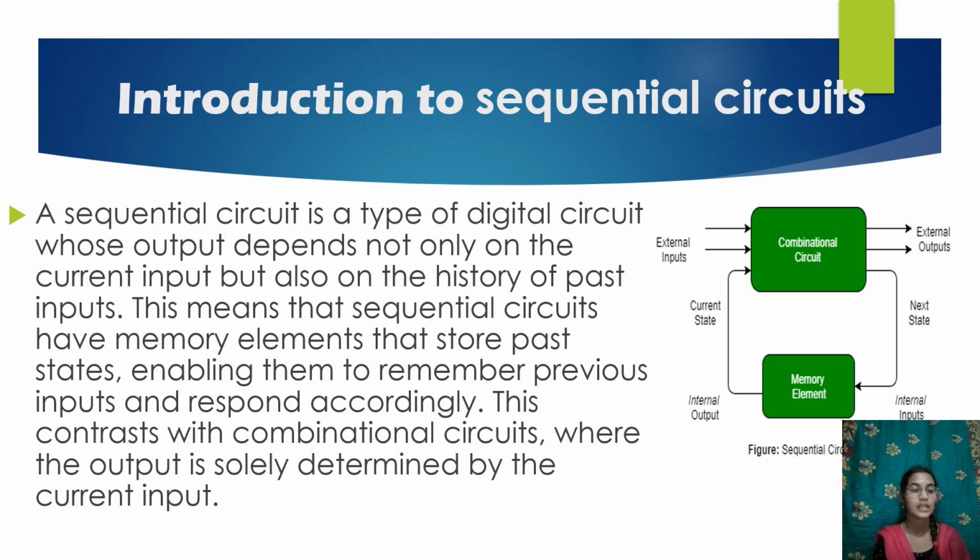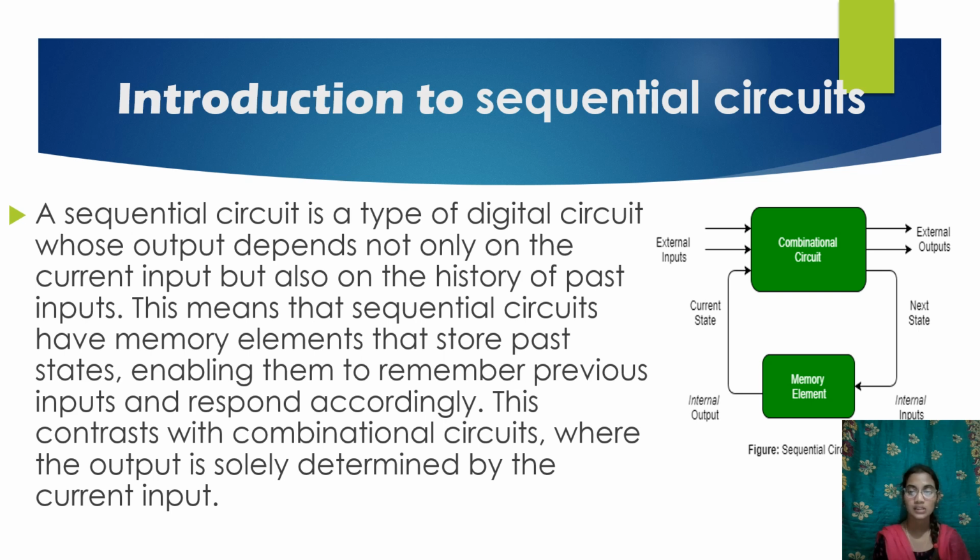Introduction to sequential circuits. A sequential circuit is a type of digital circuit whose output depends not only on the current inputs but also on the history of past inputs. This means that sequential circuits have memory elements that store past states, enabling them to remember previous inputs and respond accordingly. This contrasts with combinational circuits where the output is solely determined by the current input.